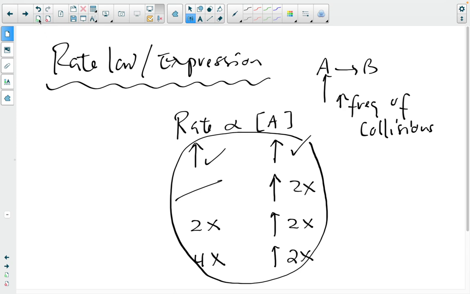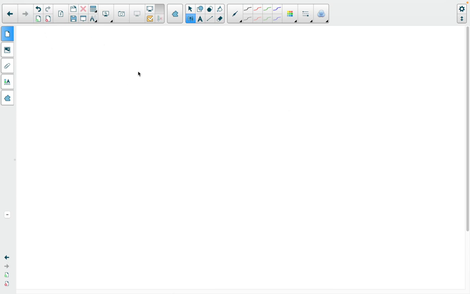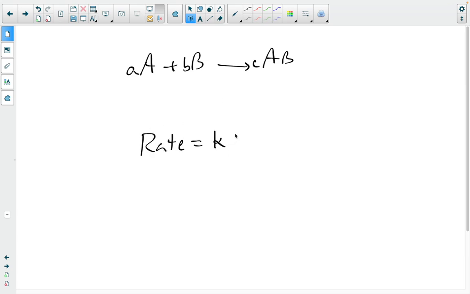So let me give you an example of a rate expression. So let's say we have a situation like this where we have A plus B goes to AB, and here my coefficients are these ones here. So if I were to write a generic rate law or rate expression for this, it will look like this. So as you can see here, this is a mathematical equation. This is the rate of the reaction.